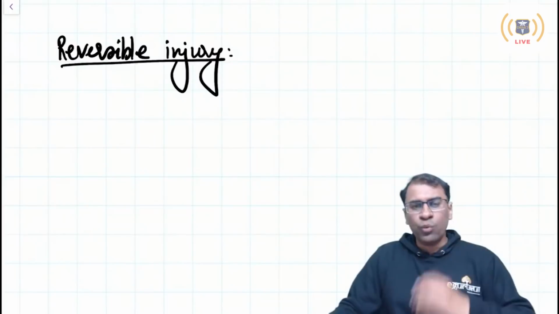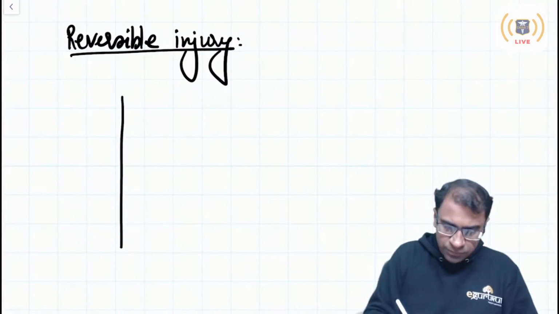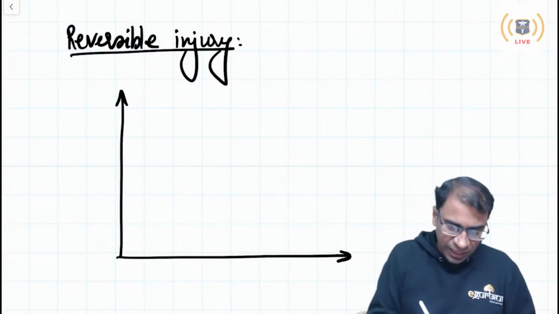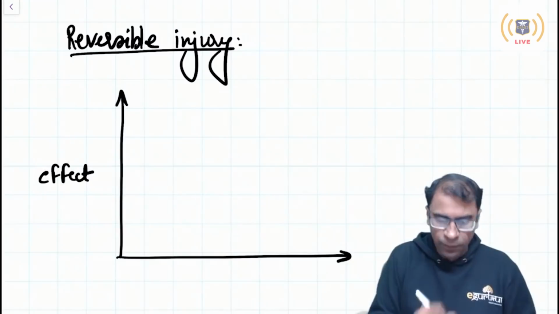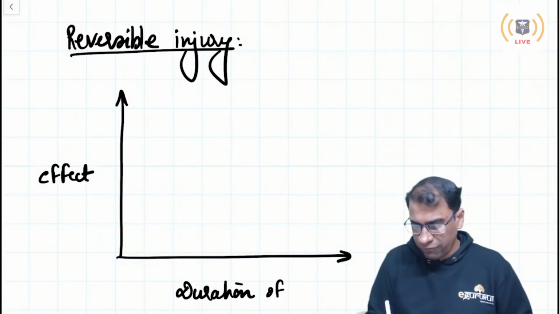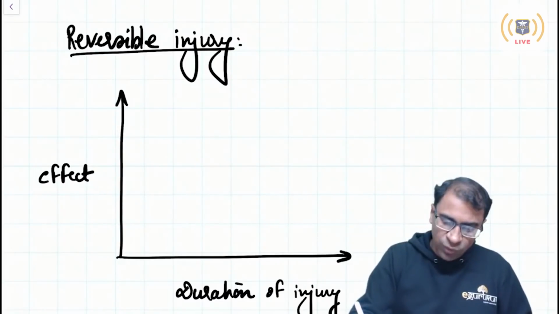Now see one thing, whenever you talk about reversible injury, how do the changes occur? Look, let's assume I'm making a graph here. What happens if I talk about the effect? There's an effect and there's a duration of injury.